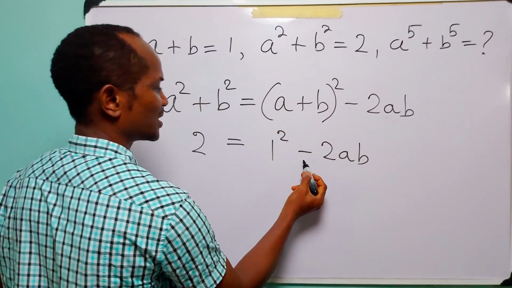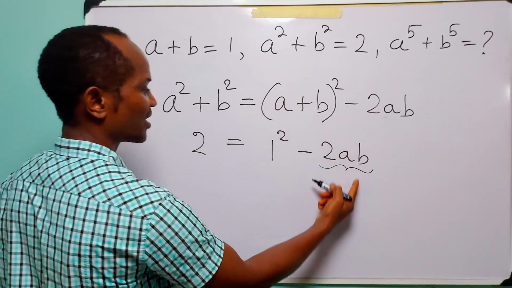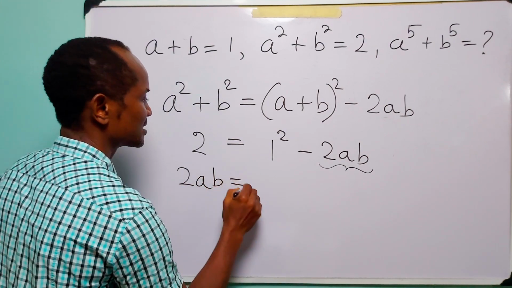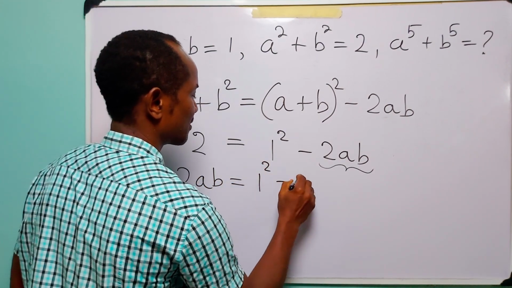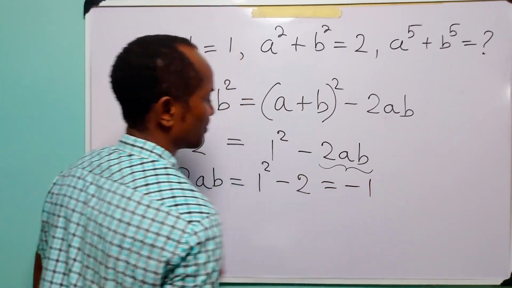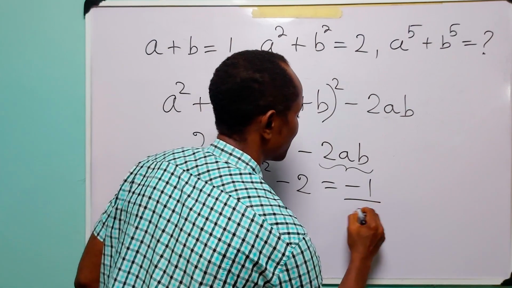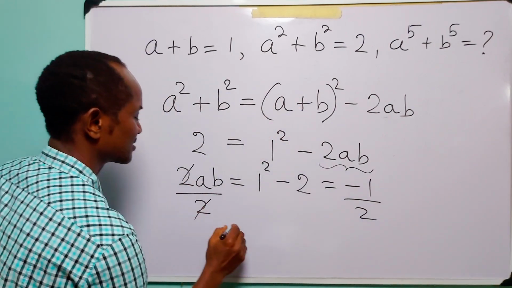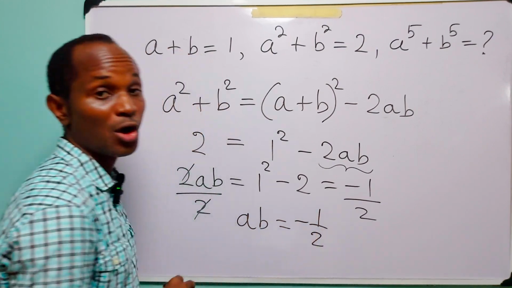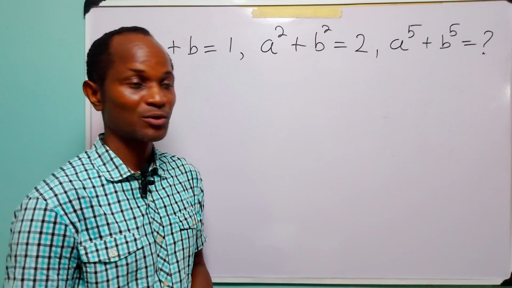Rearranging this equation, we can bring this over to the left-hand side and take this over to the right-hand side. When we do that, we have 2ab is equal to 1 squared minus 2. Of course, 1 squared minus 2 is minus 1. Dividing both sides of this equation by 2, we have that ab is equal to minus 1 over 2. Now let us calculate the values of S3 and S4.